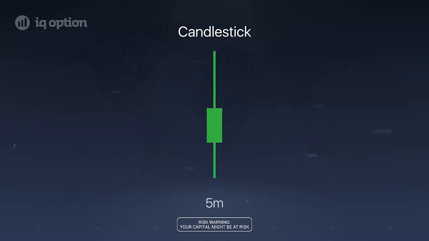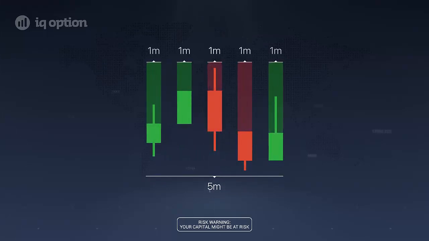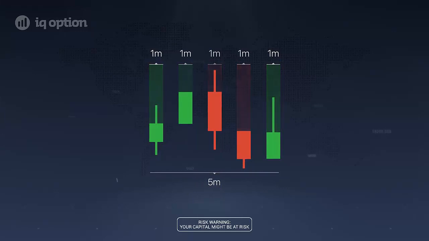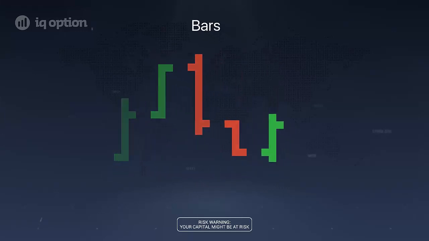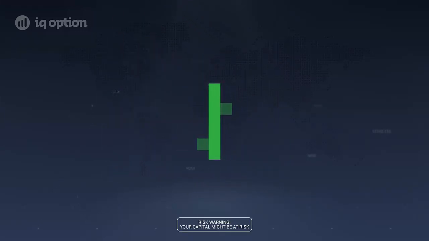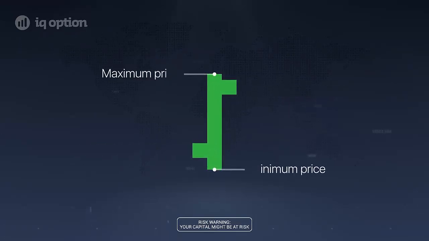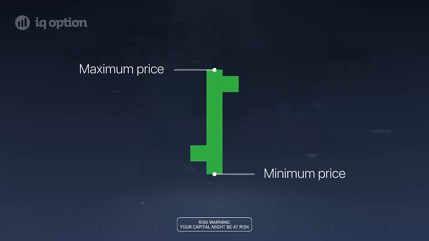The 5-minute candlestick contains information about price changes during this given period. You may also imagine it as 5 1-minute periods, which would contain the same data, but on a different scale. Bars are designed on the same principle. They are made of vertical lines and 2 short perpendicular ones. Left and right perpendicular lines show opening and closing prices, and vertical lines show the price minimum and maximum.